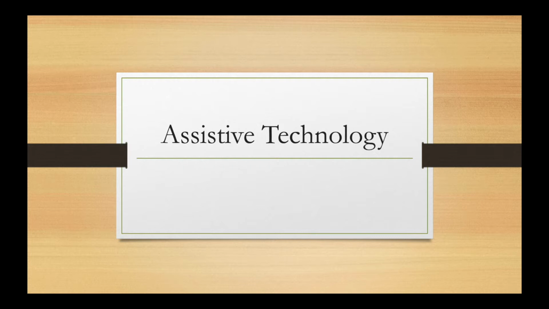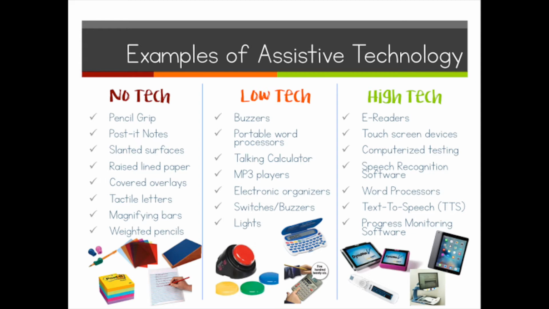An assistive technology service is defined as any service that directly assists a child with a disability in the selection, acquisition, or use of an assistive technology device. So this is a chart of examples of assistive technology. They are categorized into no-tech, low-tech, and high-tech categories, just depending on how much technology actually is used in the device.